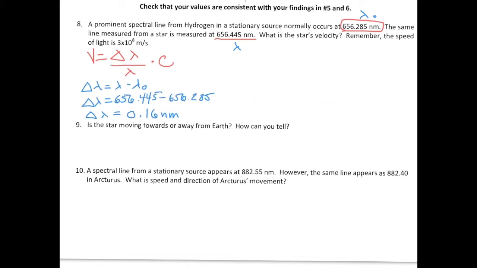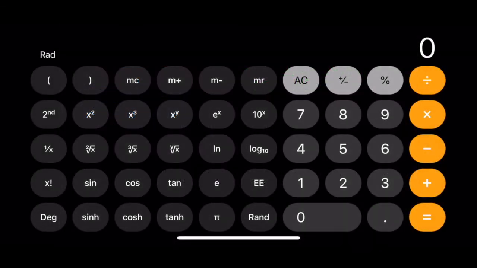So we can take our equation for velocity, plug in our Doppler shift, which is 0.16, divide that by the wavelength from the star, which is 656.445 nanometers, and multiply that by the speed of light, which is 3 times 10 to the 8th meters per second. Nanometers and nanometers would cancel out. So I have calculated 0.16 for my Doppler shift.